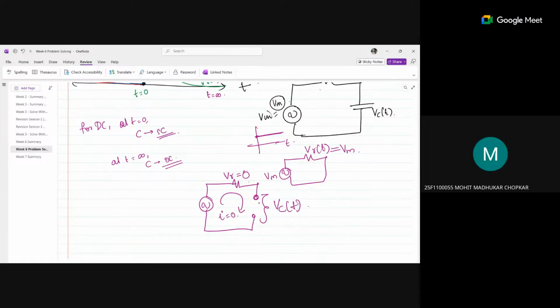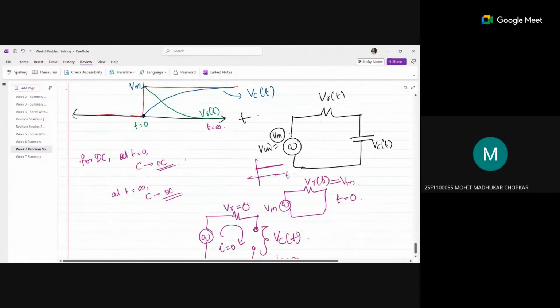At time t equal to 0, the capacitor will act as a short circuit, so the voltage drop across the capacitor will be 0. At time t equal to infinity, the capacitor will act as an open circuit. Voltage across the resistor will be 0, and voltage across the capacitor will be Vm. Ma'am, when it is a short circuit, the voltage across the resistor is the voltage given.